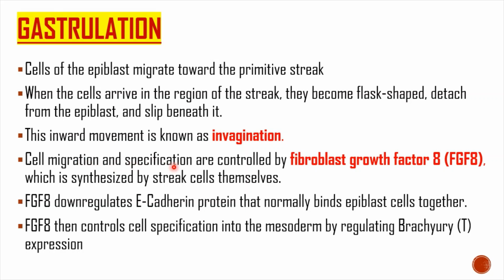Cell migration and specification are controlled by fibroblast growth factor 8, which is denoted as FGF8, which is synthesized by streak cells themselves. Now, this FGF8 downregulates adherent protein that normally binds the epiblast cells together. And FGF8 then controls cell specification into the mesoderm by regulating brachyury expression. All right.